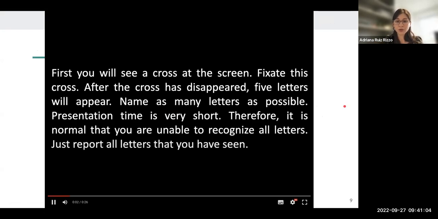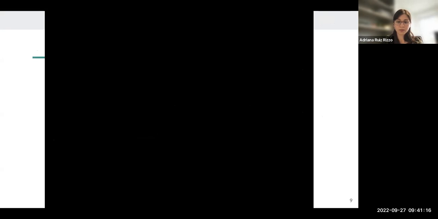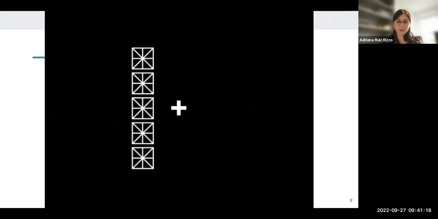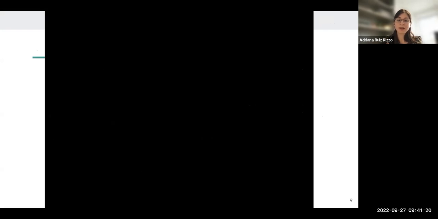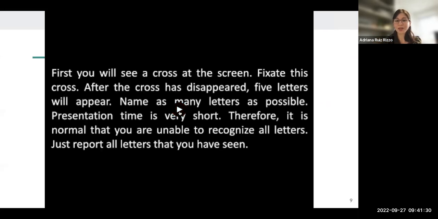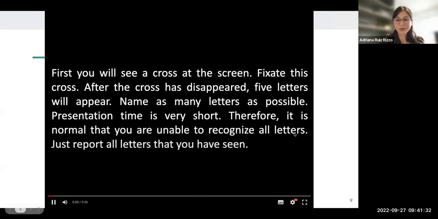So there is first the instruction for the participant. Now this will be the time when the participant reports the letters. Next trial. Again, the participant reports the letters. So you see, we can maybe see it again if it was too fast.